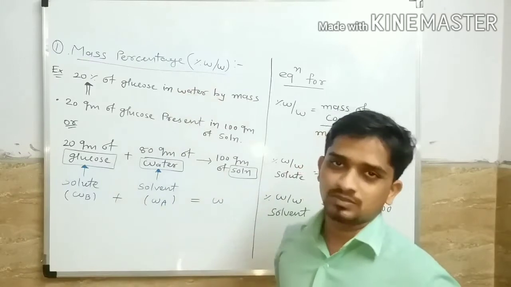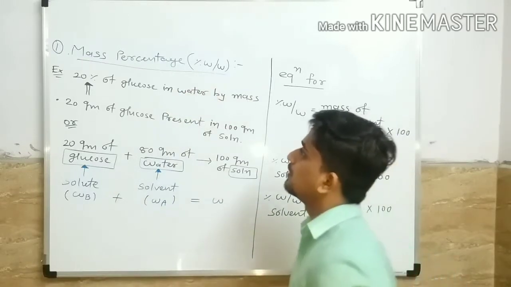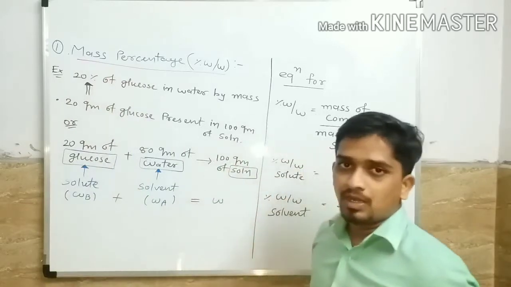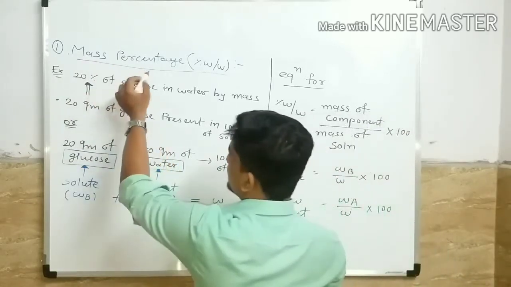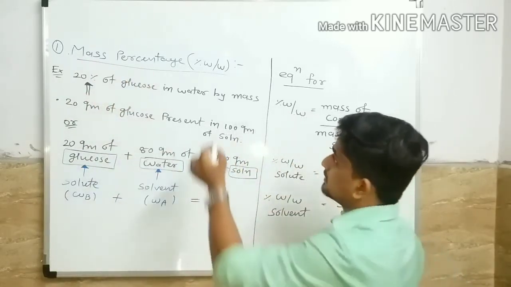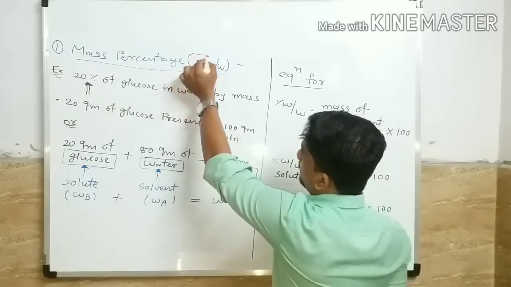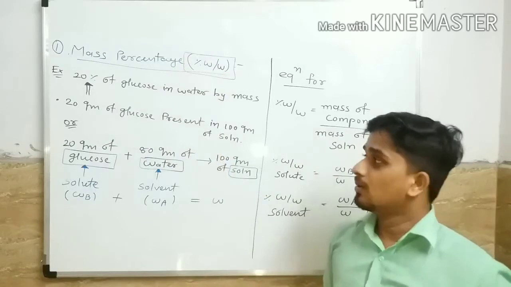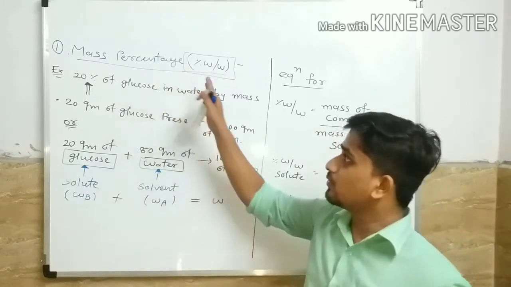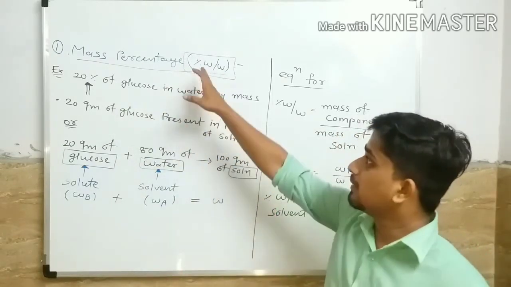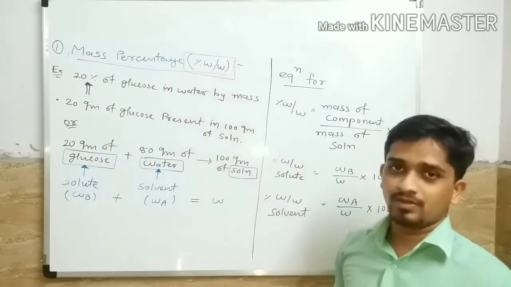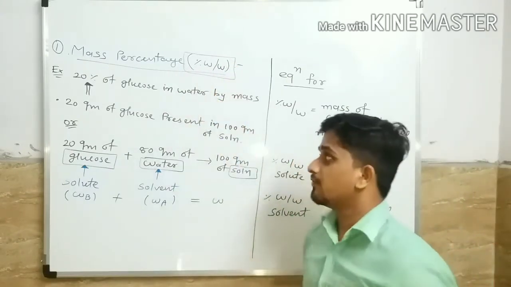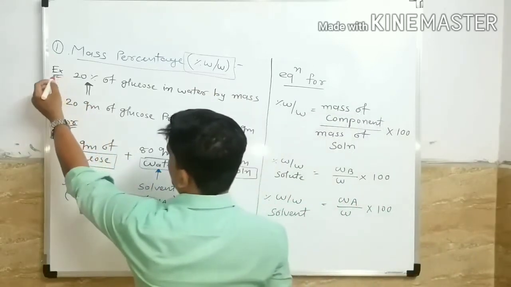Given all the terms, first we are going to understand mass percentage. I already told you that mass percentage is symbolized by percentage W by W. This term we are going to understand with one example.